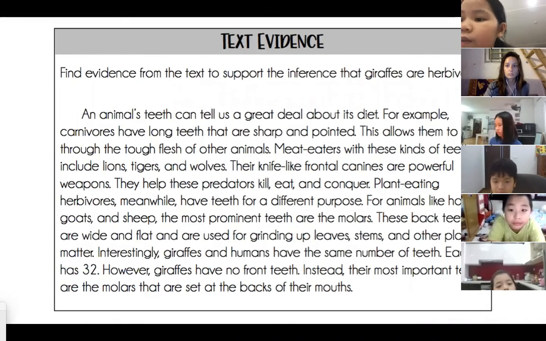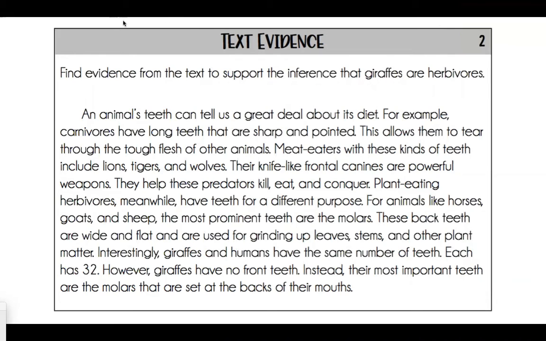For animals like horses, goats, and sheep, the most prominent teeth are molars. And in the sentence, however, giraffes have no front teeth. Instead, their most important teeth are the molars that are set at the back of their mouths. Okay, so we know giraffes have no front teeth. Their most important teeth are the molars that are set in the back of their mouths. Okay, so the most prominent teeth are molars.